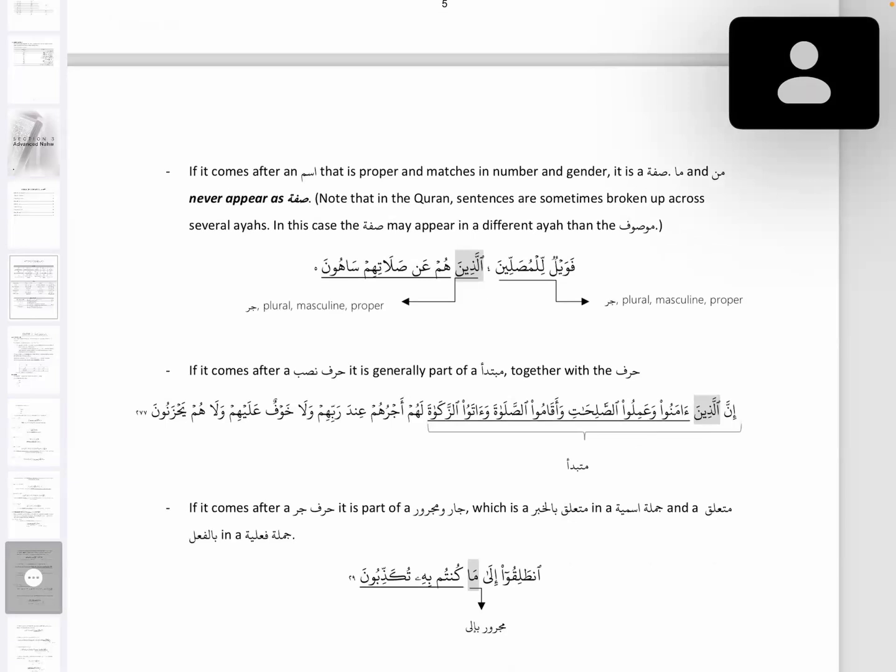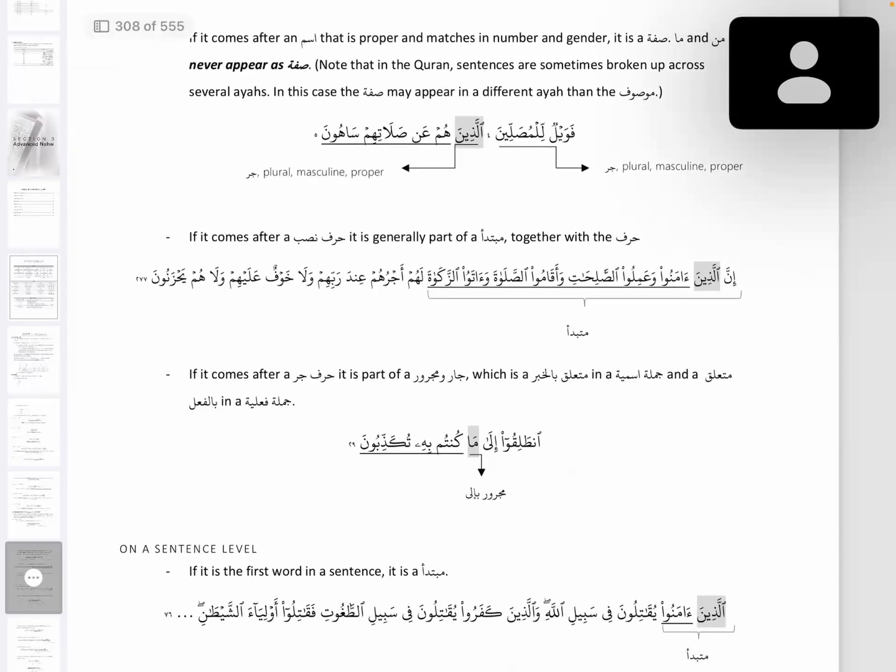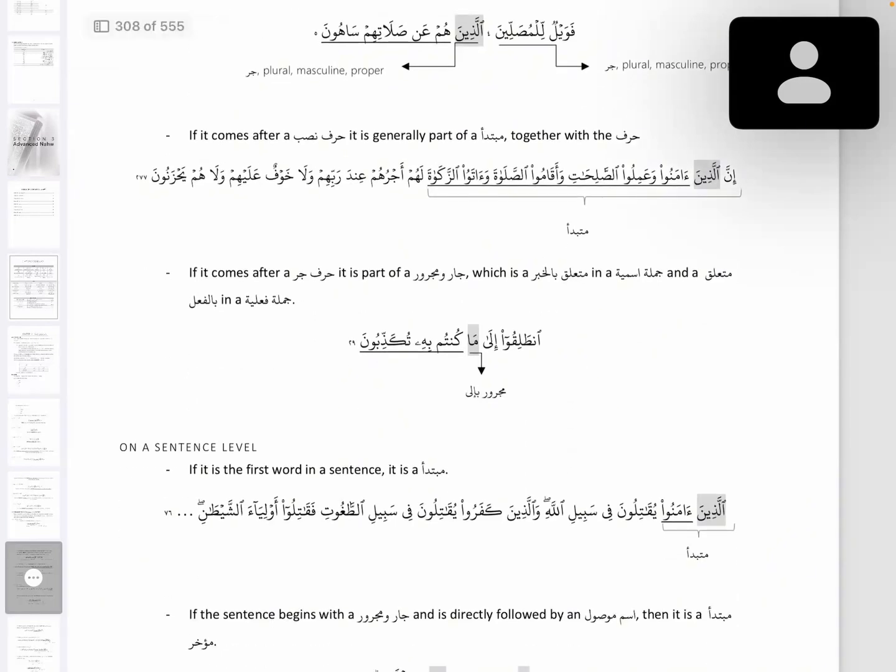فَوَيْلٌ لِلْمُصَلِّينَ الَّذِينَ هُمْ عَنْ صَلَاتِهِمْ سَاهُونَ. Here, allazina is the sifa of lil-musallin. If it comes after harf nasab, it becomes mubtada together with the harf. Inna lazina amanu, here it is mubtada. If it comes after harf jar and makes jar majroor, it's mutaliq bil khabar in jumla ismiya and mutaliq bil fail in jumla failiya.